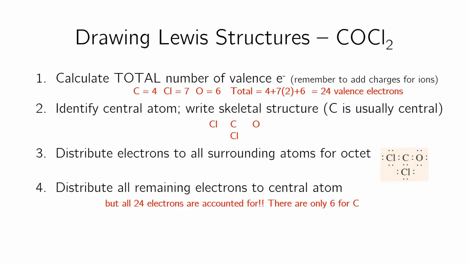Distribute the remaining electrons to the central atom, but I already gave all 24 away, so I have none to give to the C, and the C is not happy. The C only has 6. So that means to me that there's multiple bonds. So I have to reiterate this, or not just really reiterate. I'm just going to move these 2 electrons and put them here.